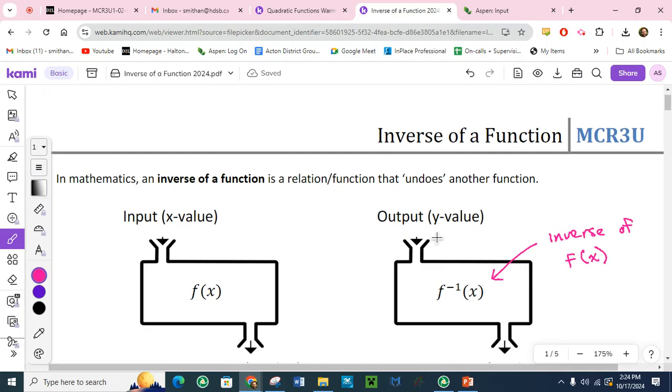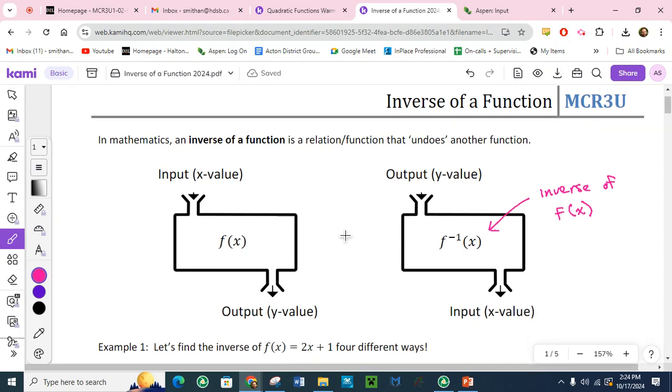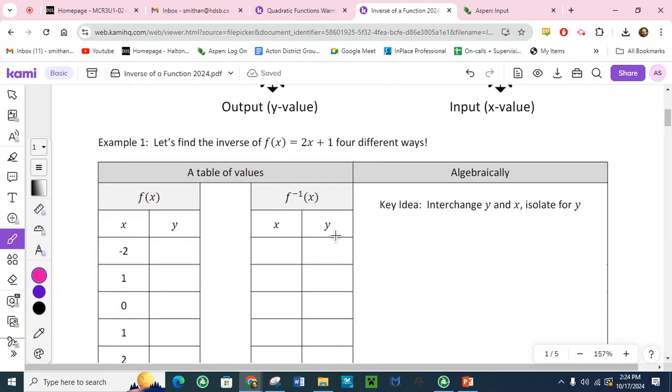So today we're going to get a little bit of practice finding some inverses. And there's four ways you can do it. I'm going to show you guys some. Some just require a little graphical analysis. Some we can just think about, think about the rules of the function. Some require algebra. So here we go. We're going to start with a linear function. We're going to find the inverse of f of x equals 2x plus 1. We're going to do it four different ways.